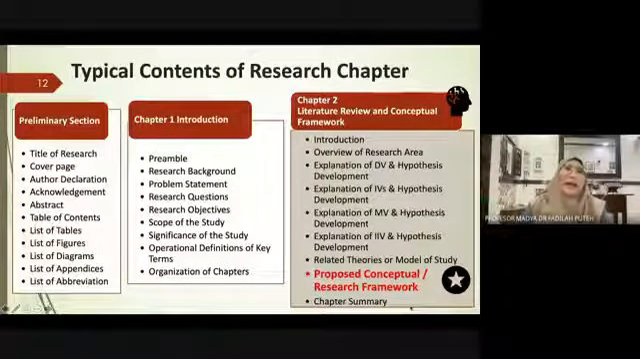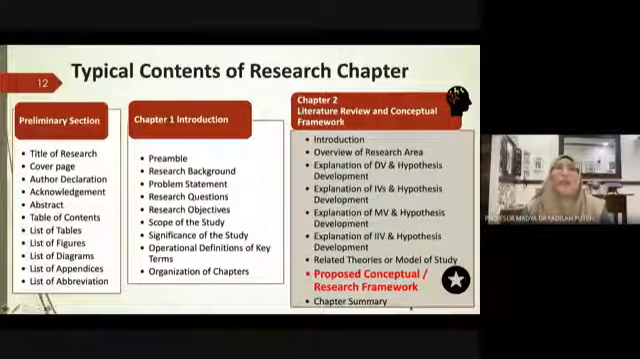And then chapter 1. Basically these are the contents that you should have in your research chapter. The preamble. Preamble is equal to introduction, but you don't use the term introduction in the introduction chapter. So the term is preamble. This is in accordance to the IPSIS rule, I believe. And then followed by research background, problem statement, research question, research objective, the scope of the study, significance of the study, operational definitions of key terms, and also organization of chapters.